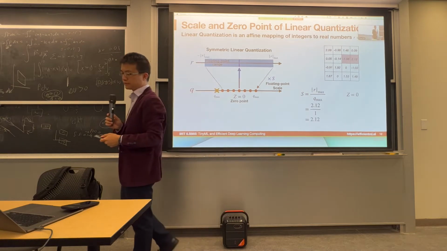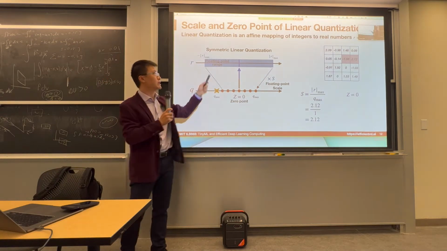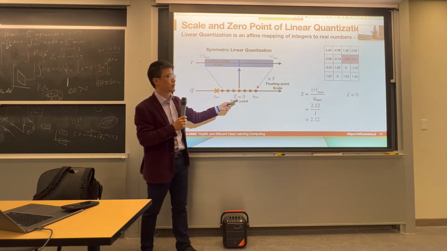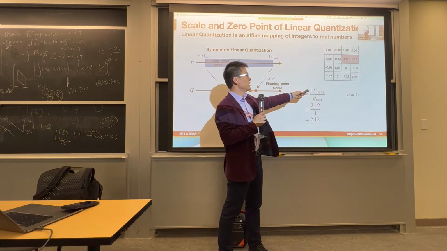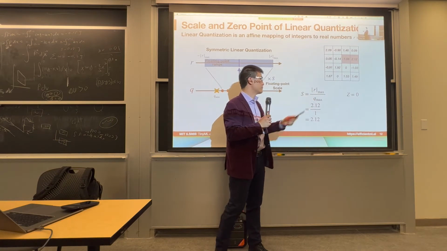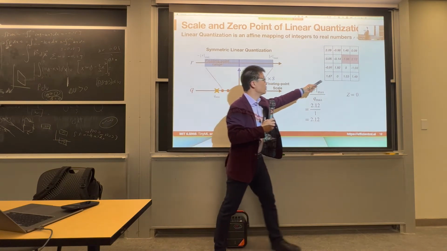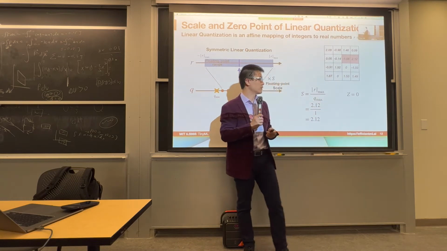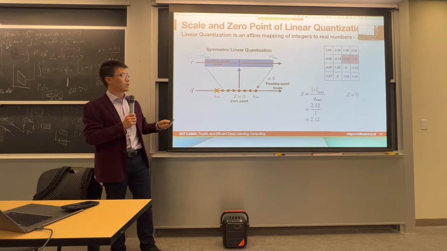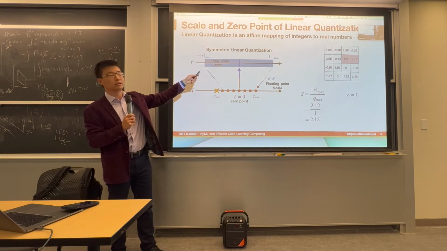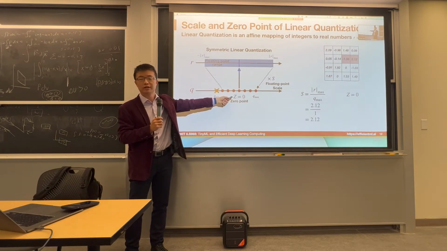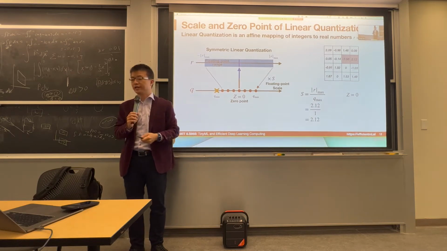We plug in R min and this scaling factor S to get the zero point. For the symmetric case, where the zero point has to be 0, the scaling factor becomes the max of the absolute value divided by Q max, so 2.12 divided by 1. That's the scenario corresponding to symmetric quantization. This one is asymmetric, where we have a zero point, and this is symmetric, where the zero point is basically 0.